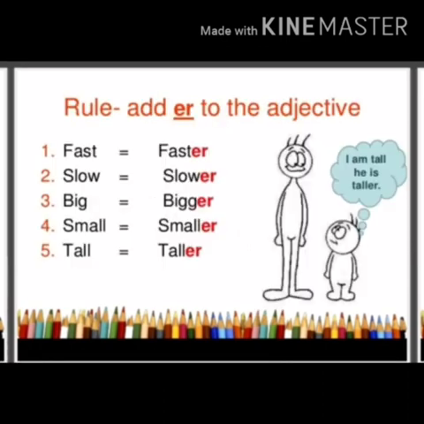So it's clear from the example that in case of comparative we add ER to the adjective. Like fast has been changed into faster, slow to slower, big to bigger, small to smaller, and tall to taller.